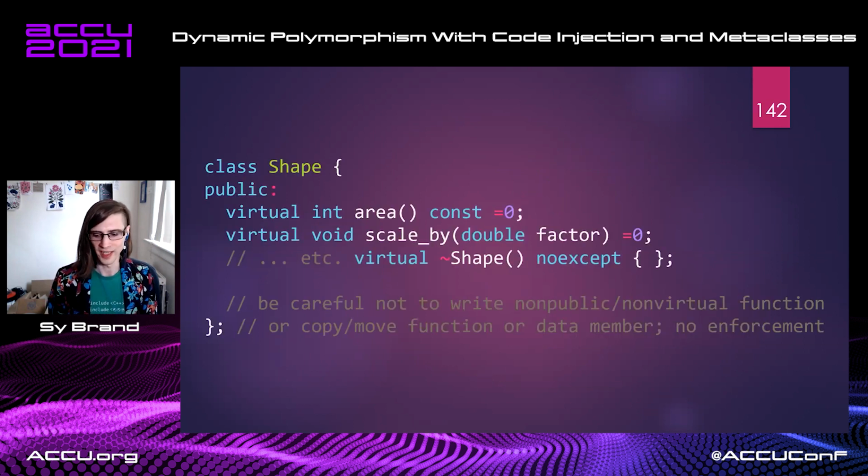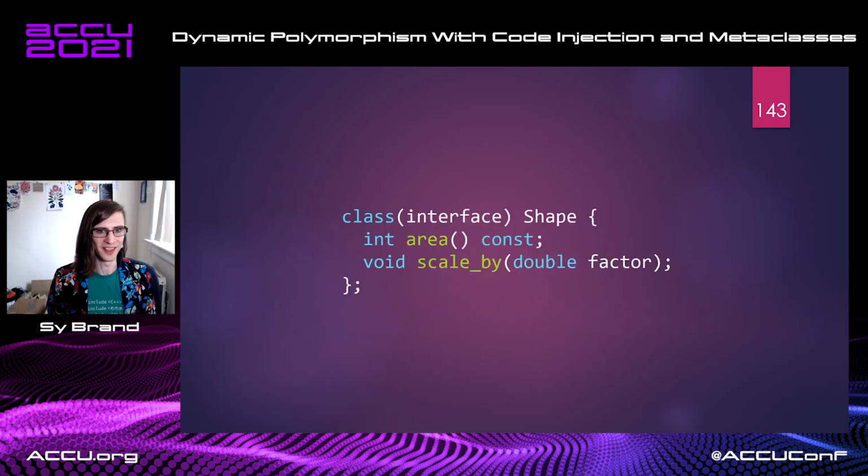Another example from the paper is, say you've decided that everything I've talked about in this talk is utter nonsense, and actually you love virtual functions and you want to use them everywhere. Well, if you have a shape class and it has a bunch of different virtual functions and then has a virtual destructor, and you need to be careful not to write any non-public or non-virtual functions, because this is supposed to be an interface type thing. And there's no enforcement of any of this. You're just kind of bound by your own rules.